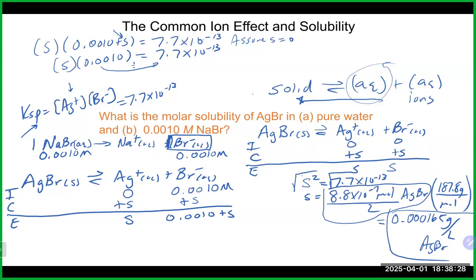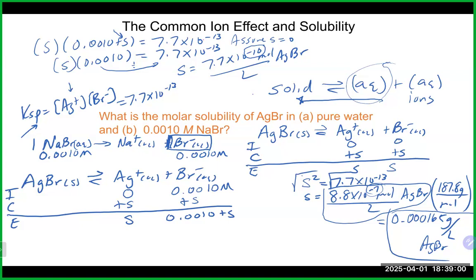That's 7.7 times 10 to the minus 13 divided by 0.001. That's going to give me an S of 7.7 times 10 to the minus 10, and that would be our molar solubility of our silver bromide in the common ion. Just in comparison, this is to the minus 10, and in water it was to the minus 7. It is more soluble in which one?